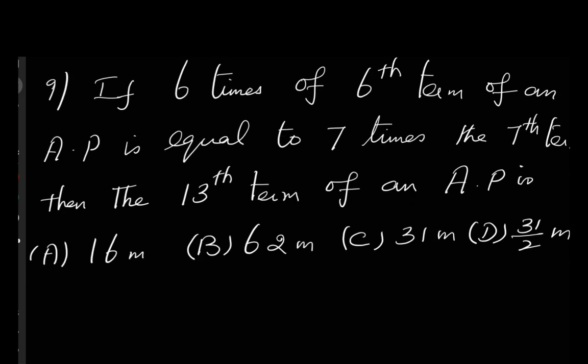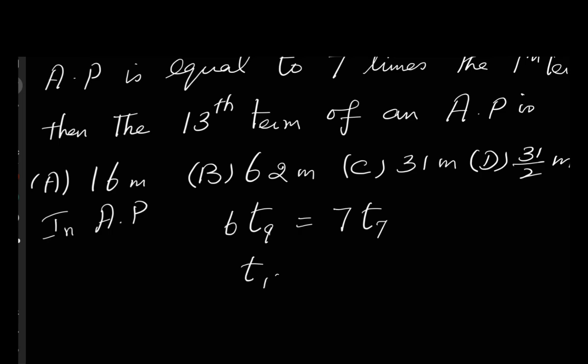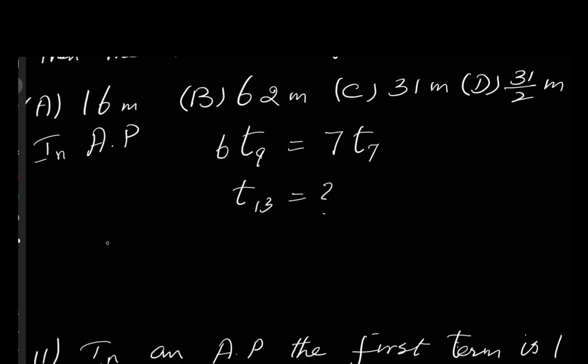Next question. If 6 times the 6th term of an AP is equal to 7 times the 7th term, then the 13th term of an AP. In AP, 6 times the 6th term, 7 times the 7th term. Question is, what is the 13th term of this? So 6 times the 6th term, that is 6 into a plus 5d. 7 times the 7th term, a plus n minus 1, so 6d.